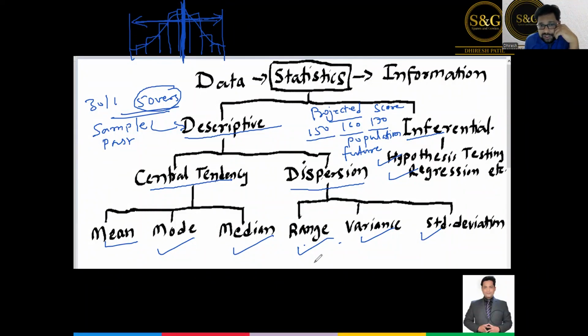The dispersion is measured by range, variance, and standard deviation. Standard deviation, which is sigma, is also a measure of dispersion.